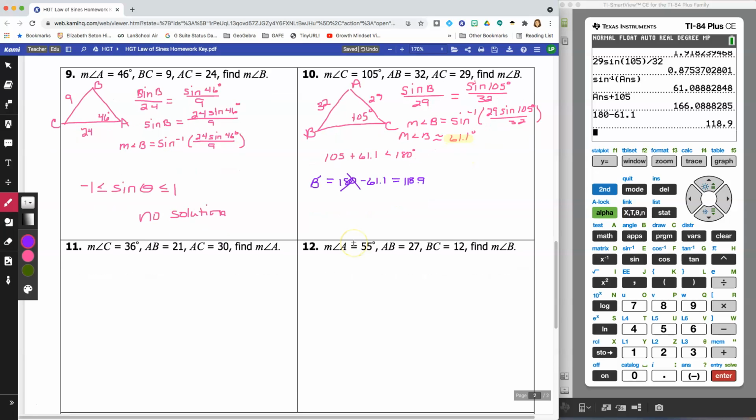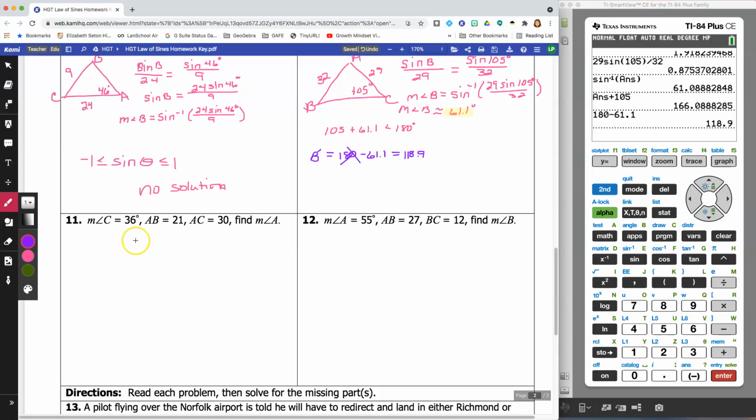Okay, let's go on and do number 11. And number 11, again, let's draw that triangle just to kind of level set everything. And again, you label your sides and your angles however you feel most comfortable. So this is my triangle. Here's my 36 degrees. Side AB is 21. Side AC is 30.